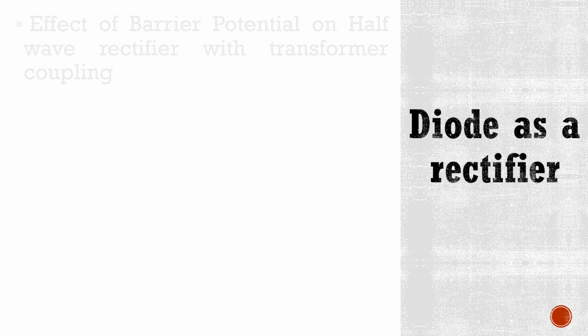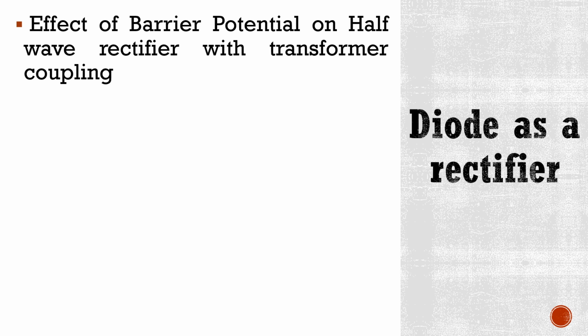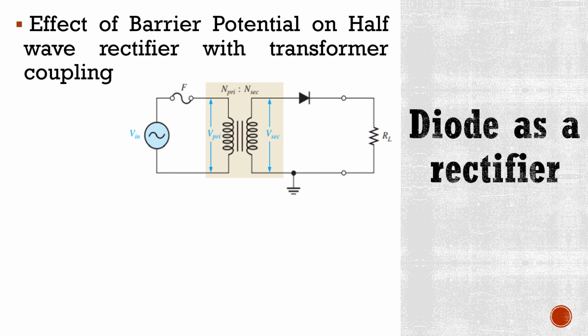Now we will understand the effect of barrier potential on a half-wave rectifier with transformer coupling. This is the circuit of a transformer coupled half-wave rectifier, where this is the primary coil where the voltage is V prime and this is the secondary coil where the voltage is V sec. This N pri represents the number of turns in the primary coil and this N sec represents the number of turns in the secondary coil. This is our input voltage source. This is the diode and this is the load resistor where we have the output voltage.